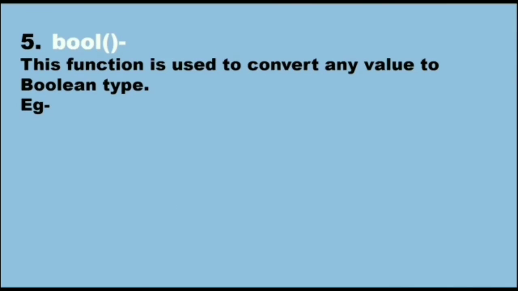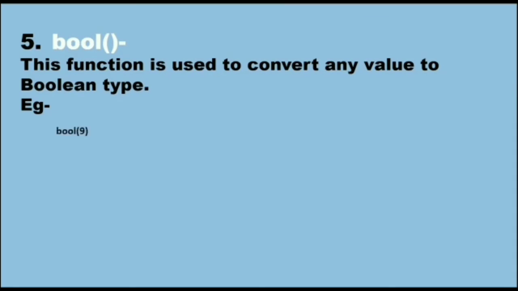Bool function. This function is used to convert any value to Boolean type. As we have already discussed in the previous videos, the value 0, 0.0, a blank list or blank tuple or blank dictionary or a blank string, these are false values. The rest of the values are considered true. So on this basis only this function will convert it into Boolean form.